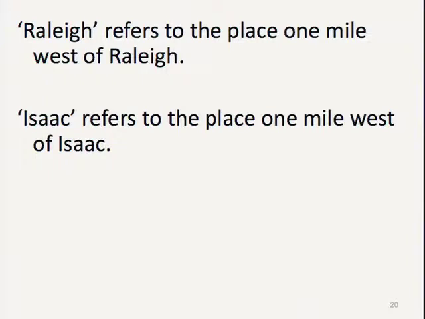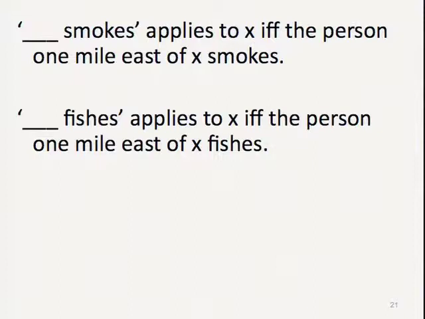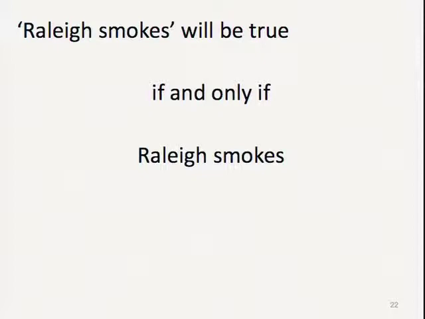And I give the following axioms for the predicates of this little language. I say the predicate smokes applies to something just in case the person 1 mile east of that thing smokes. And the predicate fishes applies to something just in case the person 1 mile east of that thing fishes. So these are different axioms for Raleigh and Isaac and smokes and fishes, right? Is there any difference between this theory and the other theory? Well, they both give you the same result.